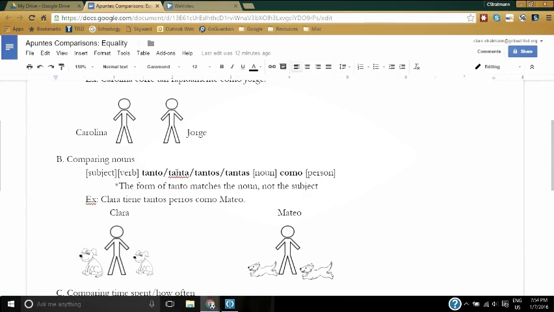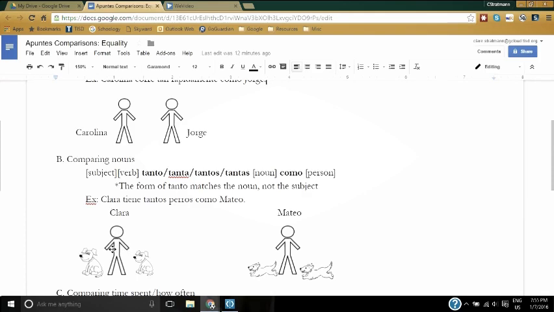Comparing nouns is a little different. Here's our equation. Once again, you're going to start with your subject and verb. Again, make sure they match. Then here's where it gets different. You've got to choose one of these words. So, what do you think you have to decide to figure out which word to use? Well, guess what? It says right here. That word has to match your noun, not your subject. And then you've got to write como, no matter what, and then the other person.